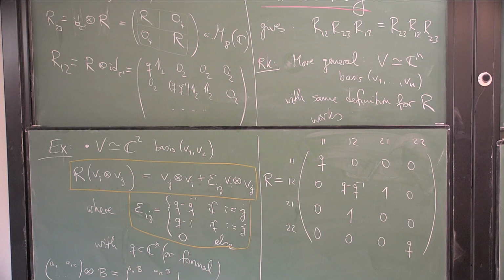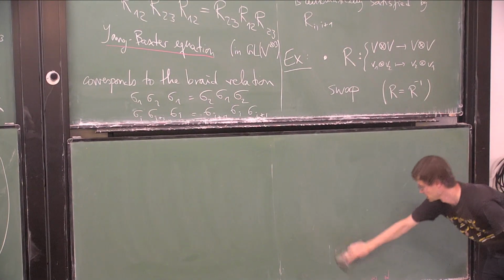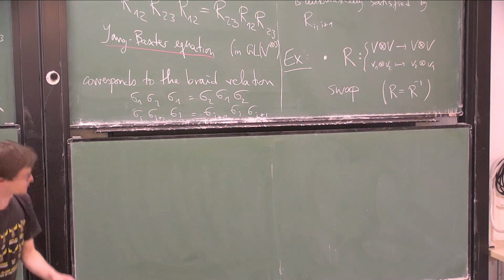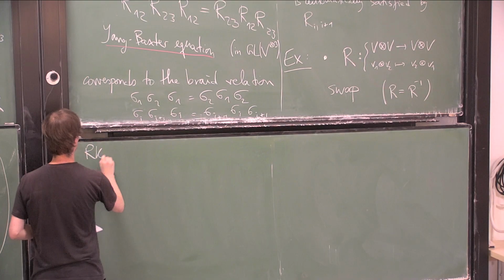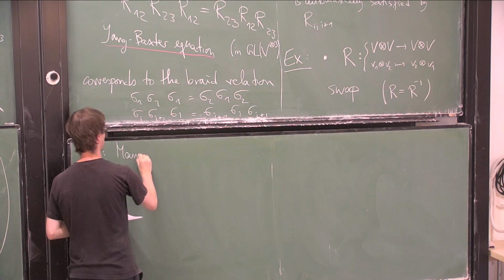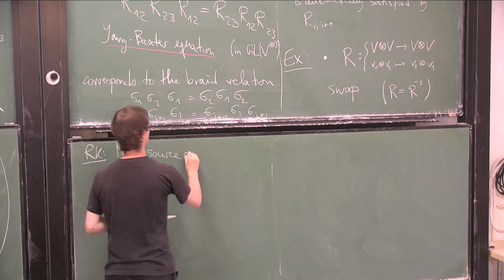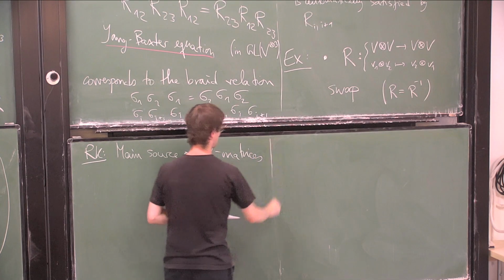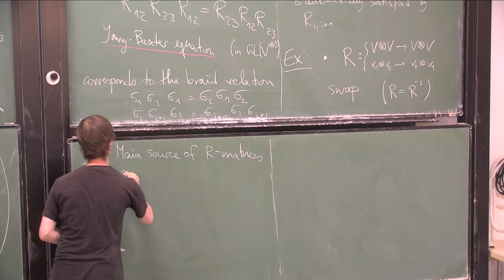And even more generally, there's a way to produce R matrices from what's called a quantum group. We'll not give more details, but the main source of R matrices are quantum groups.